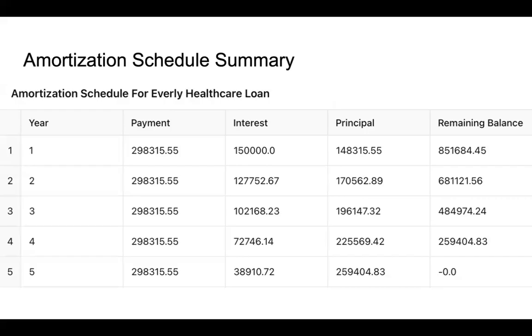This schedule is important because it helps us understand the cost of the loan over time, how quickly equity builds, and how much interest we're actually paying over the life of the loan. For lenders, it ensures steady income. For borrowers, it ensures predictable payments and a clear payoff timeline.